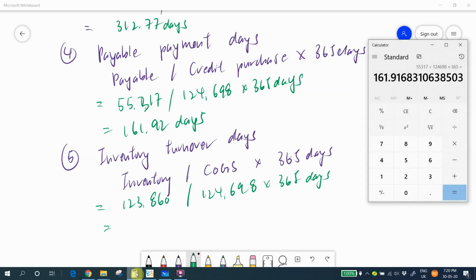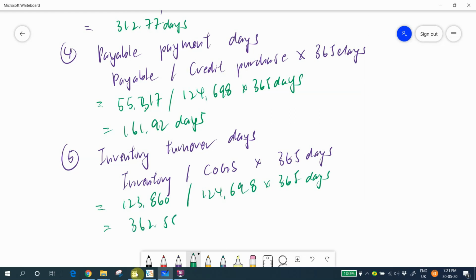Answer is 362.55 days, around 363 days. So it means that when the company purchased the stock from their supplier, it may take around 1 year to sell to their customer.